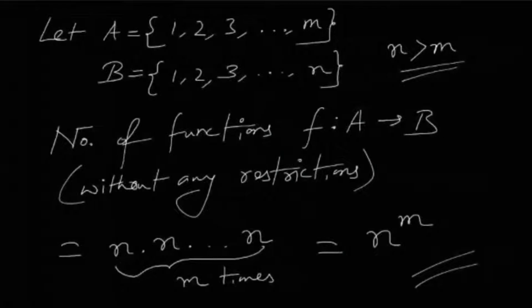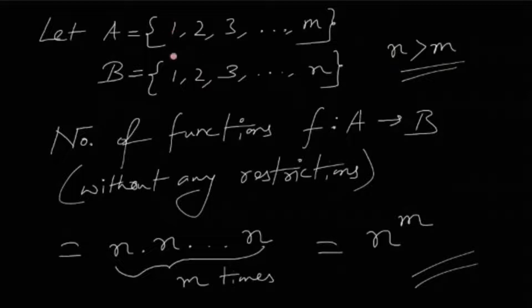So first of all, let A be the set, the domain, 1 through m, and B be the codomain, 1 through n, where n is greater than m. Now, the number of functions from A to B. How many functions are there? All possible functions without any restrictions, without any special features. Just the number of functions possible.